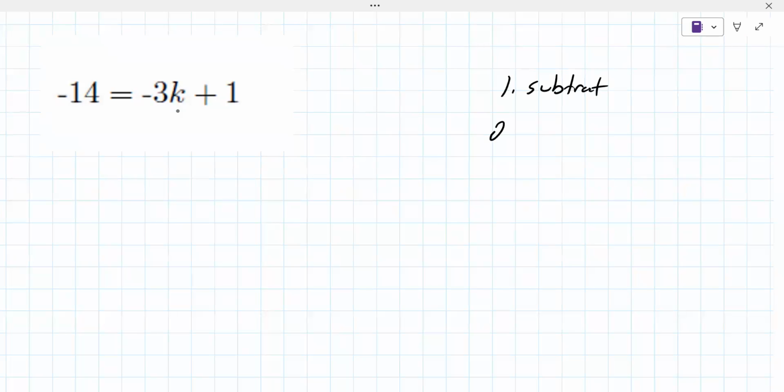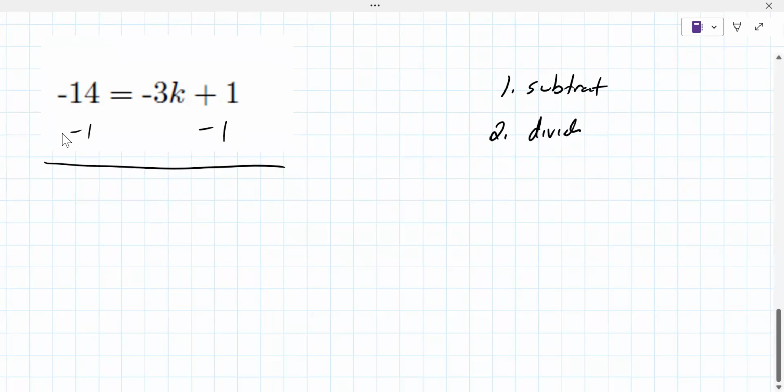So look at the side with the variable. The side with the variable is the right side: negative 3 times k plus 1. What number are we going to subtract? We're going to subtract 1 from both sides. Now, that's going to be negative 15. Yep.